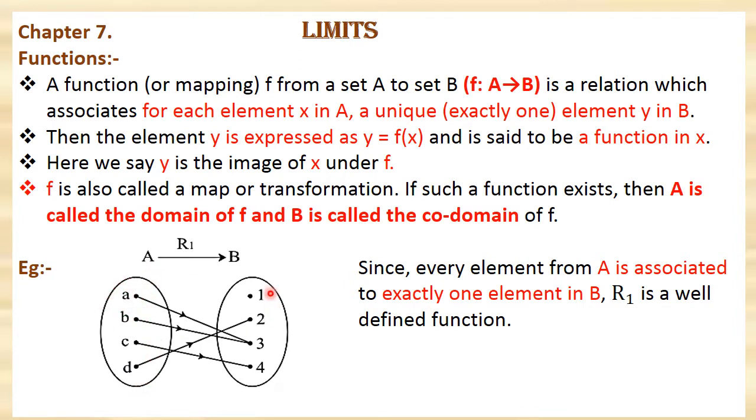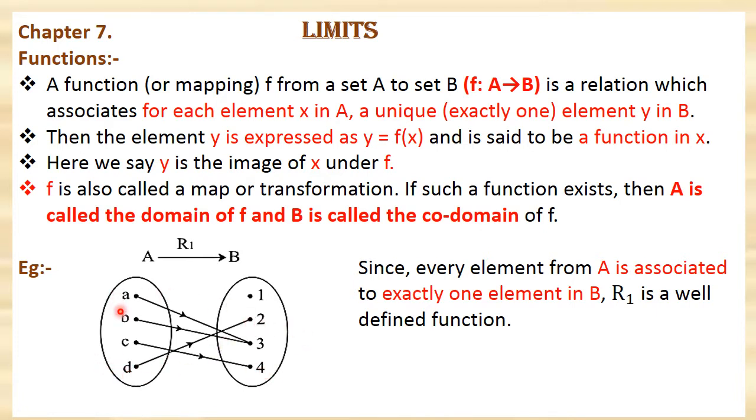Here sets A and B are given. A Venn diagram is drawn with arrows from A to B, which means there exists a relation from A to B. We have a is associated with the element 3 in B, b is associated with 3, c is associated with 4 and d is associated with 2. That is, each and every element has an image in B, and there is only one image in B. A has only one image, b has only one image. It can be the same, but there is only one. And c has the element 4 in B, d has the element 2 in B.